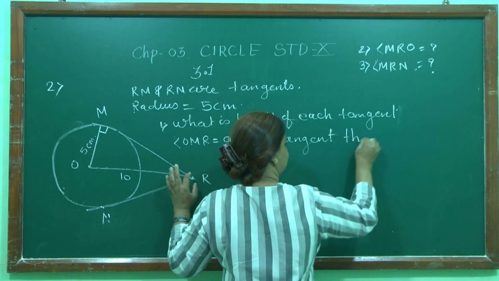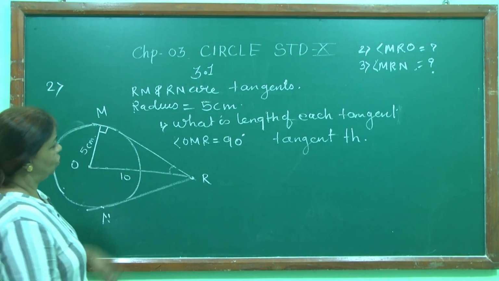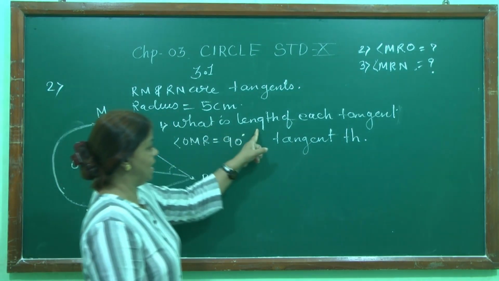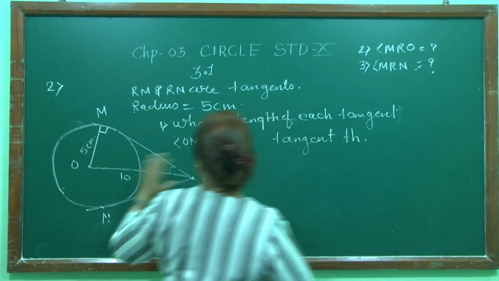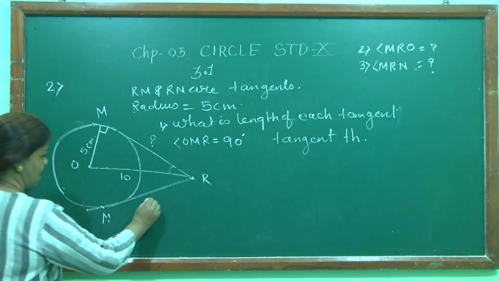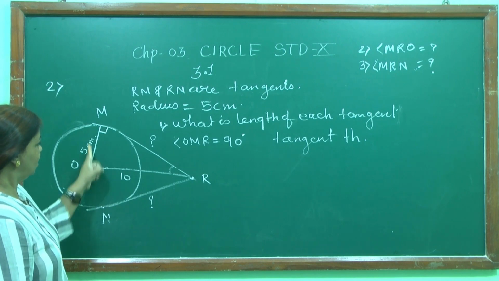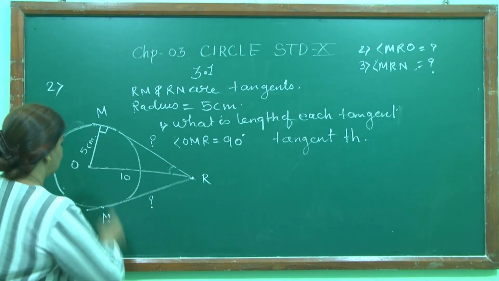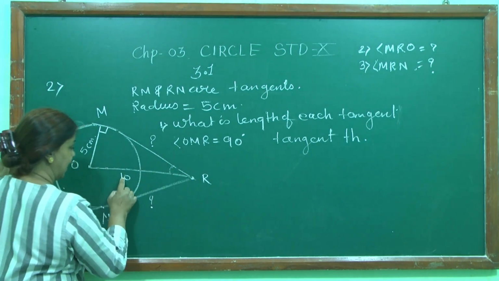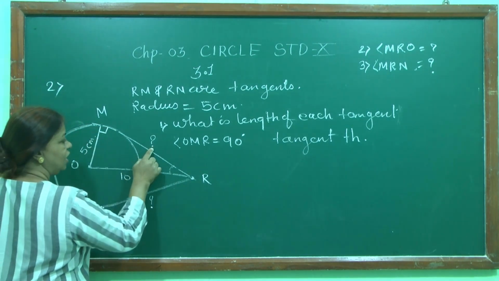Tangent theorem, because this is the tangent and this is the radius. What we need to find out? What is the length of each segment? Each segment means we want to find the length of MR and the length of RN. In this triangle, children, OR is given as 10 and OM is given as 5. This is 90 degrees; we need to find this.